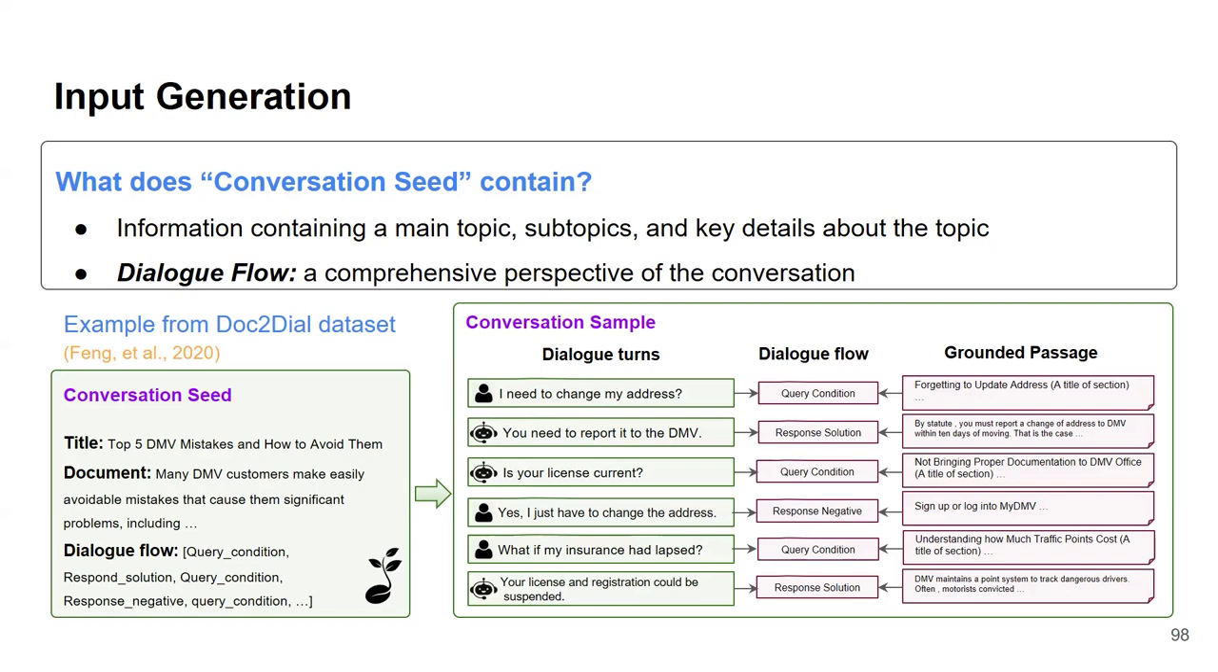For instance, here we have an example from DoQA Dial, which is an information seeking dataset. The conversation seed contains a title and a document and also a dialogue flow. We can see that each turn is assigned to the dialogue flow and grounded passages, and the dialogue turn is generated based on that.